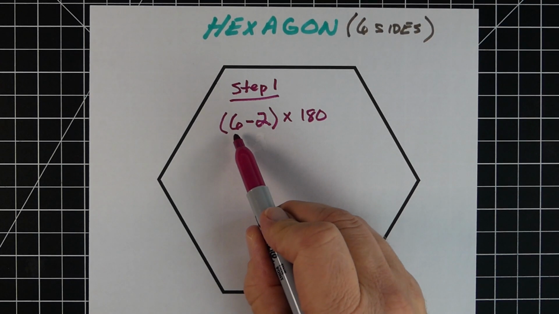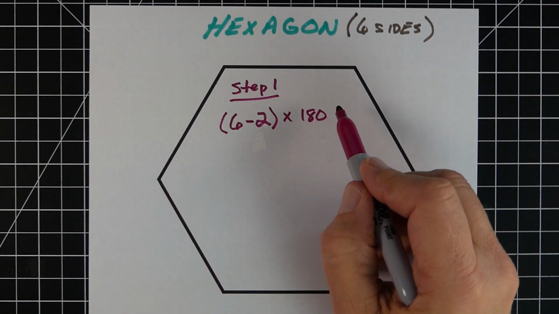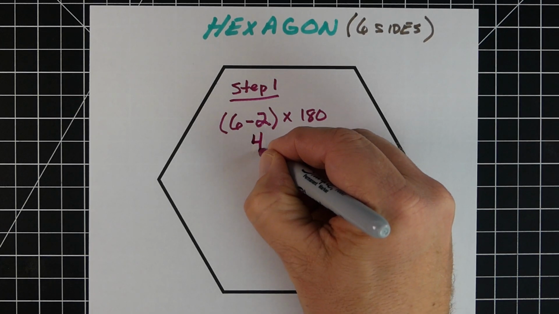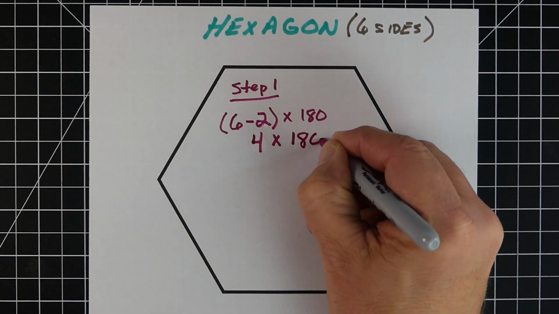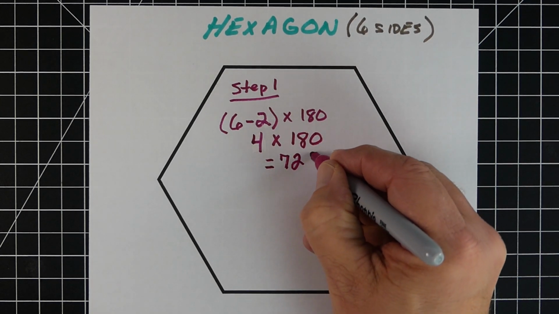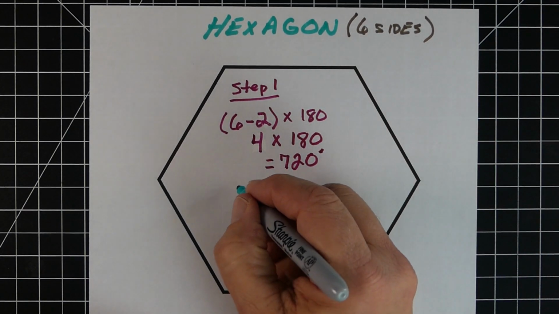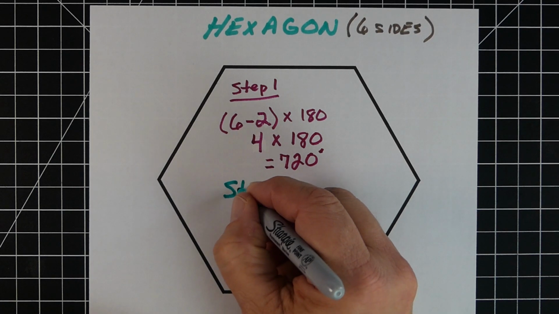All right, now the next one, example number 2, again, from the start to the finish. We're looking at just a good old-fashioned hexagon. So step 1, we take 6 minus 2, which is 4, so that's the number of sides minus 2. So we take 4 times 180, and when we do that, we get 720 degrees. That means all the angles are going to equal 720.